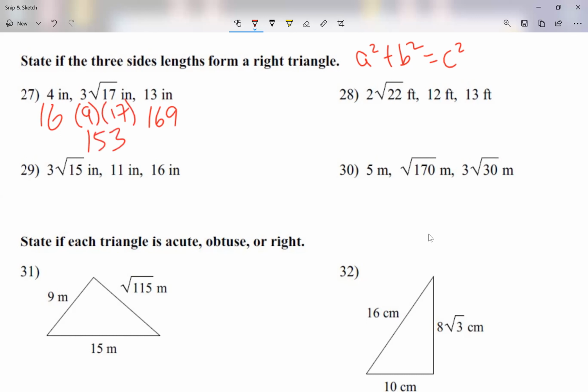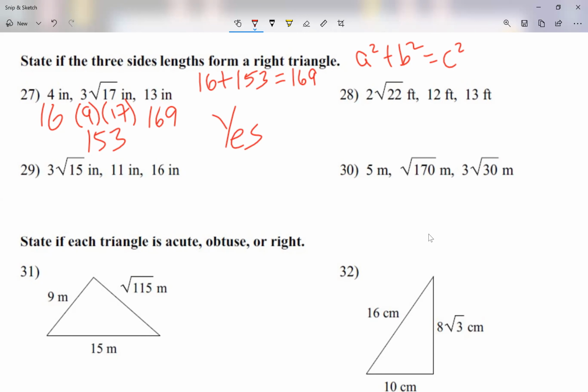So for me to know if this is a right triangle, let me add the two small numbers, and it has to equal the big number, right? I already have a squared, b squared, c squared. So I have to add a squared plus b squared and see if it is equal to c squared. So let me go 16 plus 153, and let me see if this is equal to 169. All right, 16 plus 153 is 169. So yes, my answer would be yes. This is a right triangle.